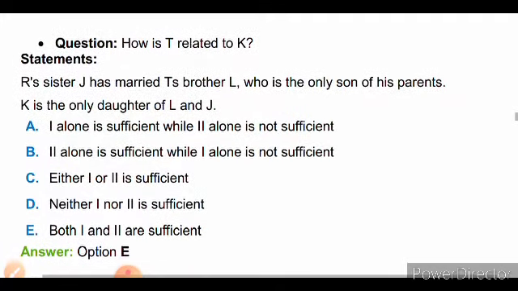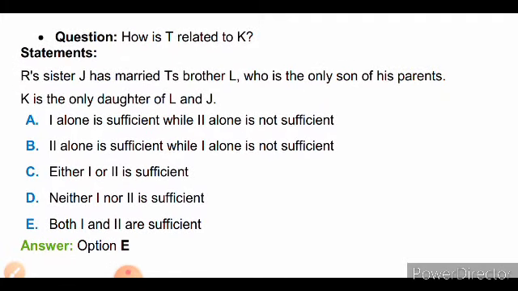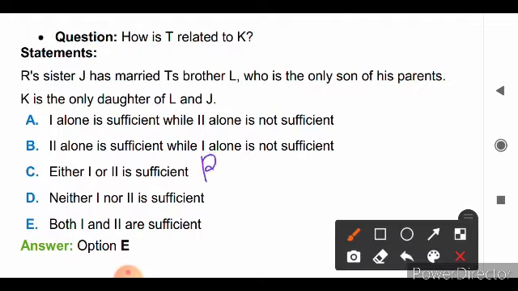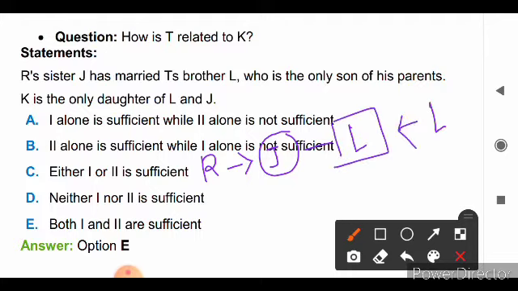Next question is, how is T related to K? Statement 1 is R's sister J has married T's brother L, who is the only son of his parents. Statement 2 is K is the only daughter of L and J. So with statement 1, R's sister J has married T's brother L, who is the only son of his parents, and with statement 2, K is the only daughter of L and J.